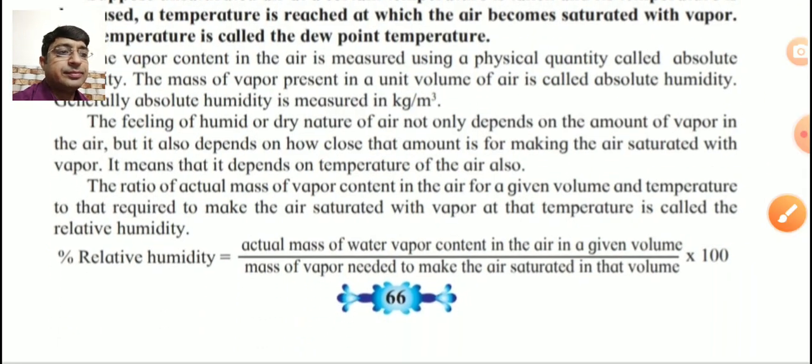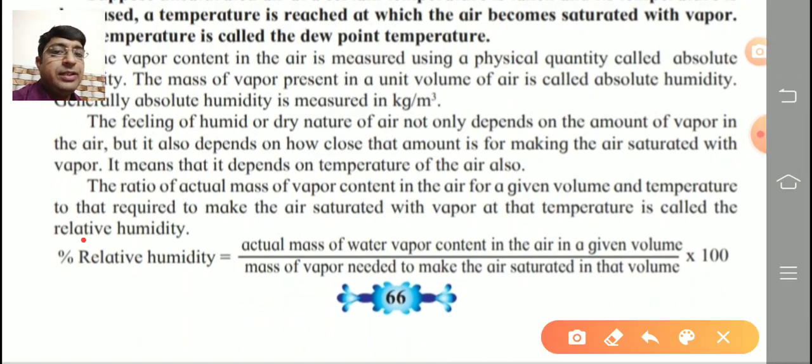Next definition, define relative humidity. The ratio of the actual mass of vapor contained in the air for a given volume and temperature to that required to make the air saturated with vapor at that temperature is called relative humidity.